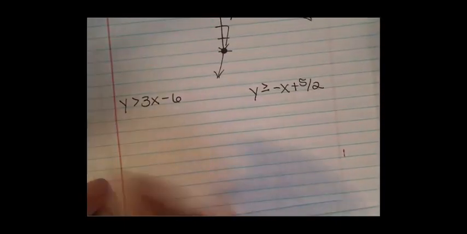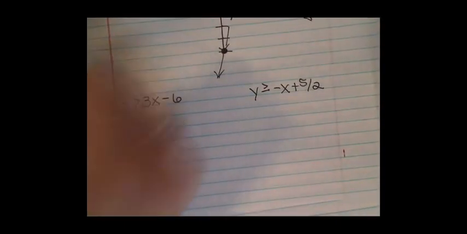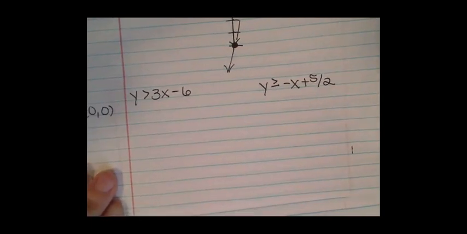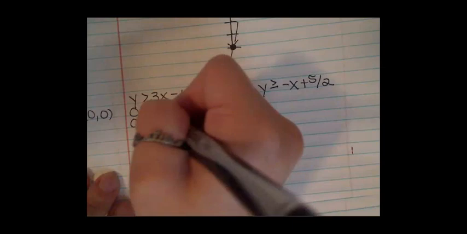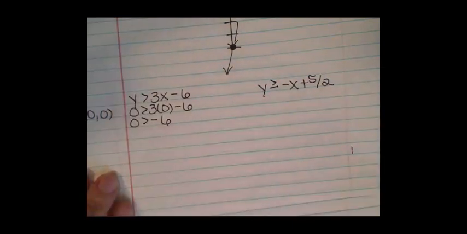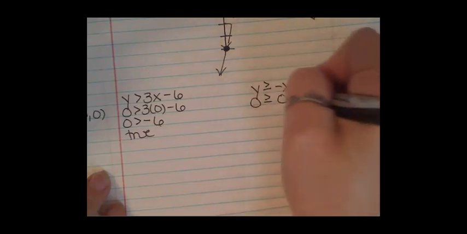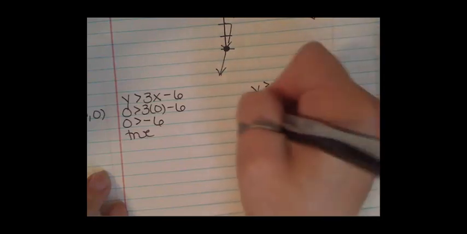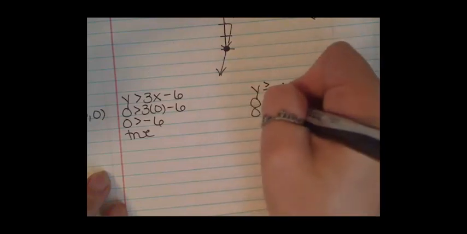So if we're testing out 0, 0, we're going to put 0 in for both of them. So we get 0 is greater than negative 6. Is that true? Yes, it is. So that's true. Now let's go over here. We have 0 is greater than or equal to 0 plus 5 over 2. So 0 is greater than or equal to 5 halves. Is that true? No, that's false.